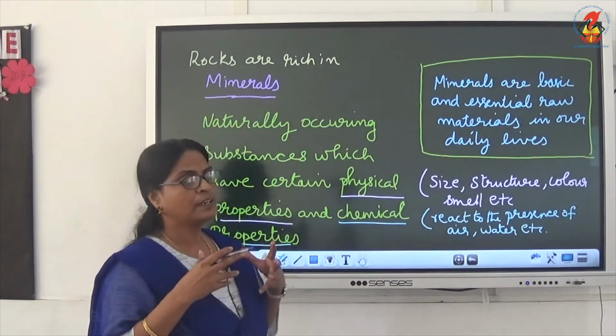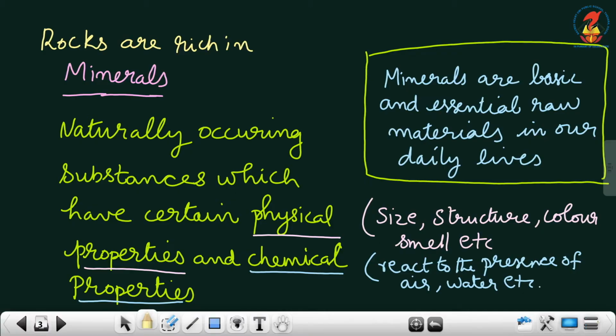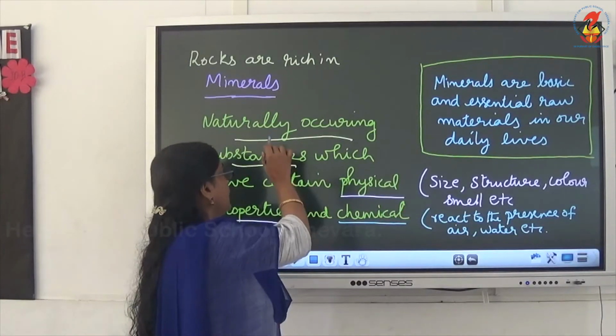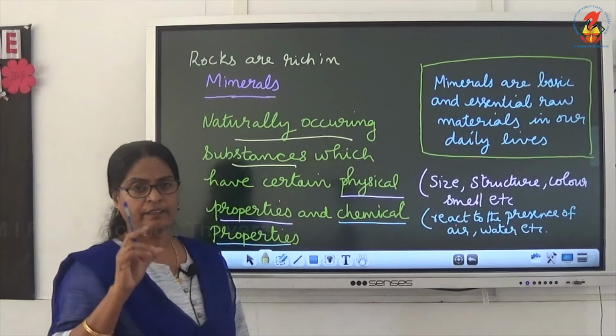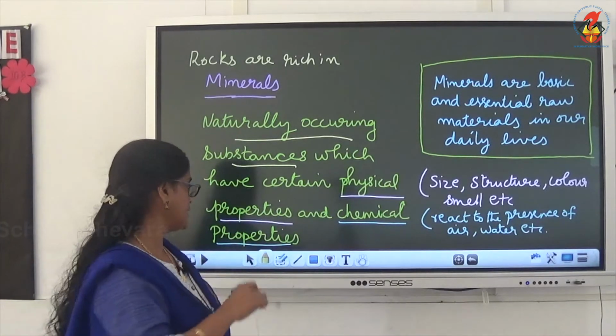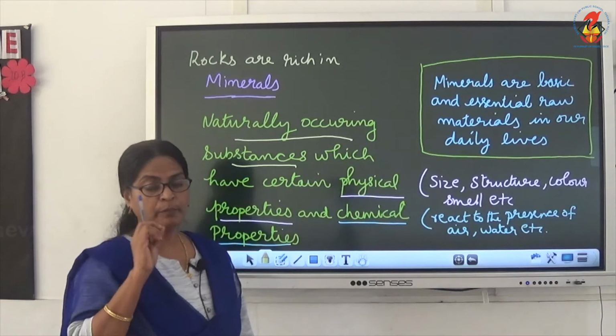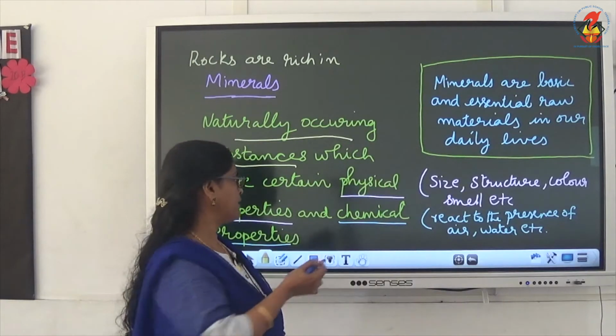What are minerals, children? They are naturally occurring substances kept inside the rock, which is there inside the earth. A naturally occurring substance which has certain physical properties and definite chemical properties is called what? Minerals.